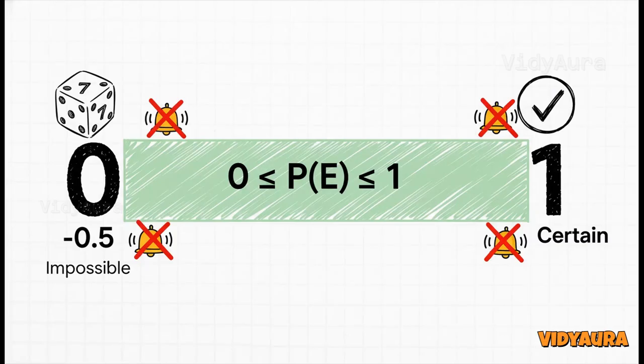And that brings us to a super important rule. The probability of anything at all will always be a number from 0 to 1. It can be 0, it can be 1, or it can be a fraction in between. So if you're ever doing a calculation and you get an answer like 2 or negative 0.5, you know you've made a mistake somewhere. It's a great way to check your work.